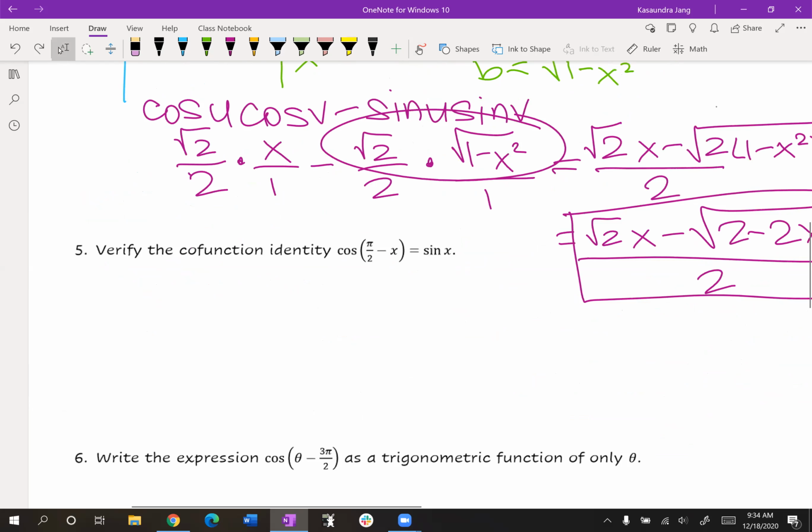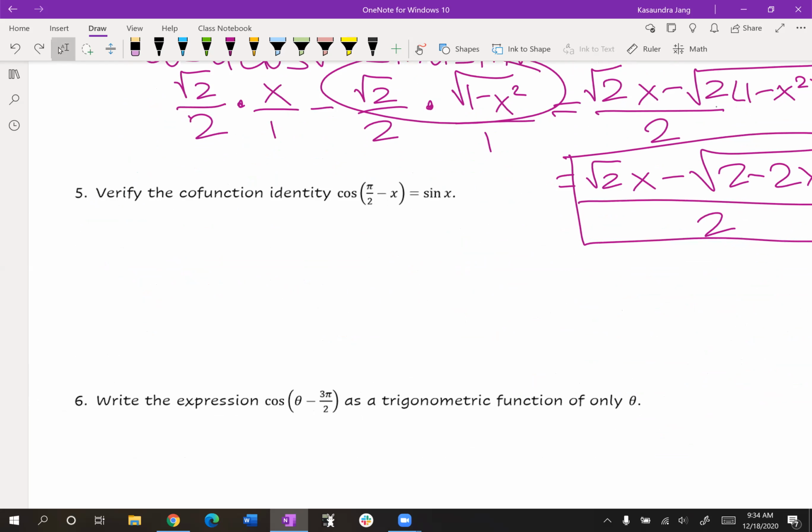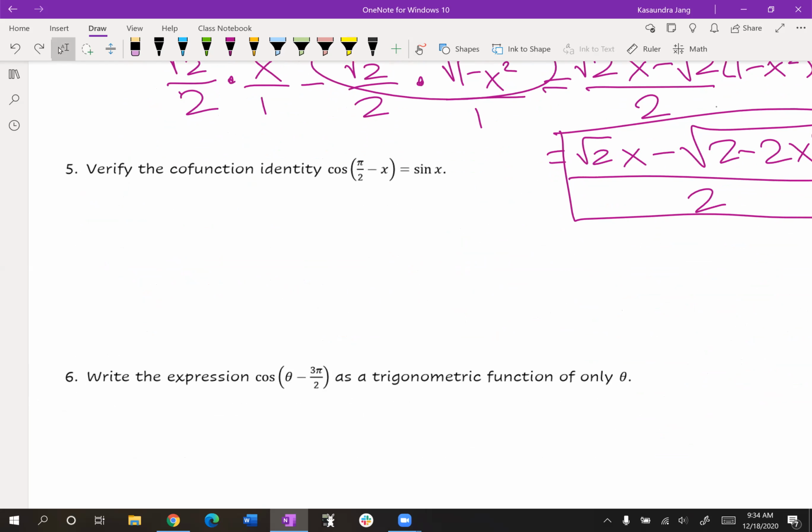Number 5 here. Verify the cofunction identity. So this actually is one of the identities that I put on your identity sheet for you. It says verify, show that it's true. And the reason they want us to verify this is because it matches our difference of cosine.